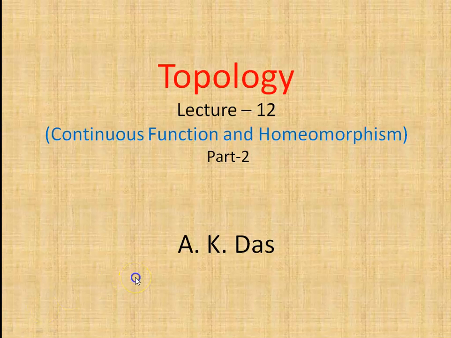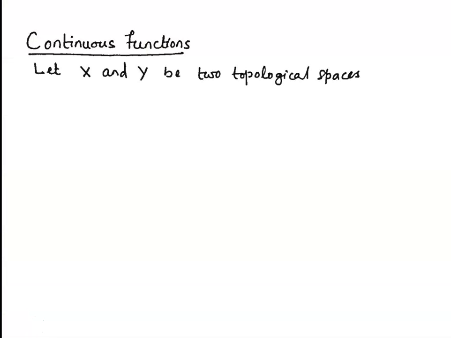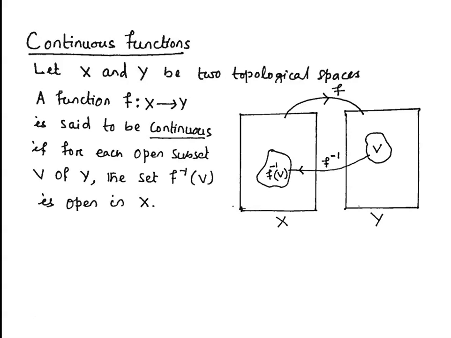Before proceeding further, let us recall the definition of continuous function. Let X and Y be two topological spaces. A function defined from X to Y is said to be continuous if for each open subset V of Y, the set f inverse V is open in X. That means if we have two topological spaces, X and Y, and we have a function f from X to Y, this function f is said to be continuous if for every open set V of Y, f inverse V is open in X.